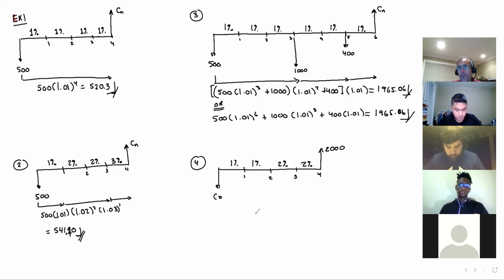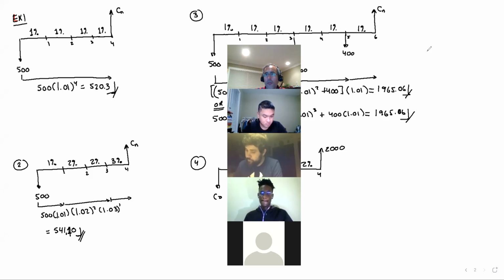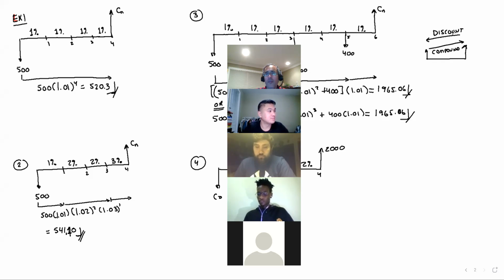The last one is a discount. Okay, so remember, guys, the following. If you go from the present to the future, this is called compounding. And if you go from the future to the present, this is called discounting. Okay, these are the names. So that last example, guys, is an example of discounting.